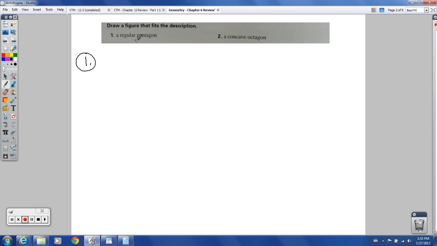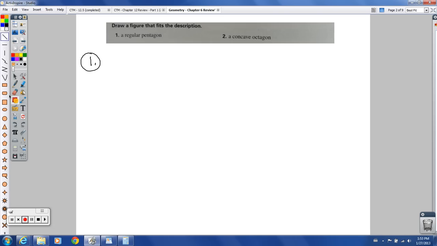So a regular pentagon. I'm going to cheat a little bit here, and I'm going to use my pentagon tool. I'm sorry, you don't have one of those, but I will talk about this. So a regular pentagon, this would not be a regular pentagon because not all the angles and sides would be the same, but I'm going to make it as best I can so that everything does look the same. So I'd say that's pretty close here.